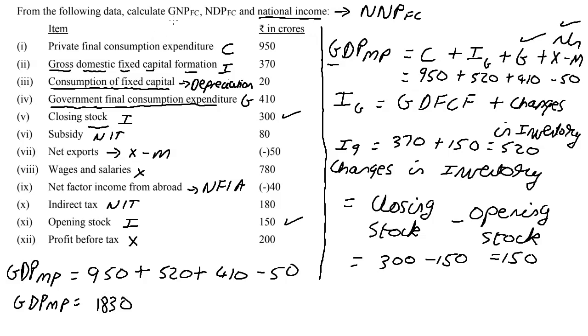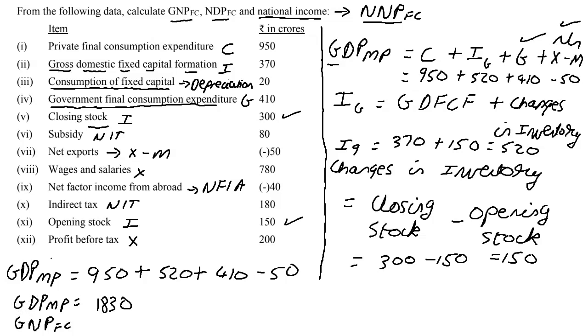These guys want GNPFC, NDPFC, and NNPFC. So if I want to move from GDPMP to GNPFC, I need to change a few things. What's changing? Gross and gross remain the same, but domestic must become national.